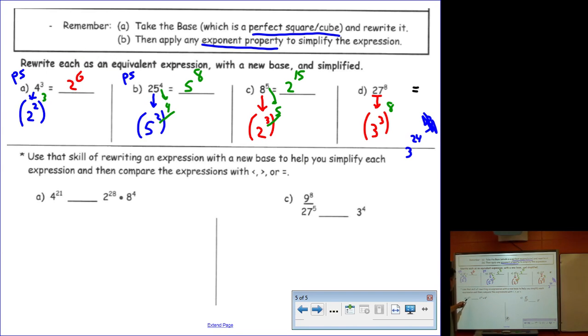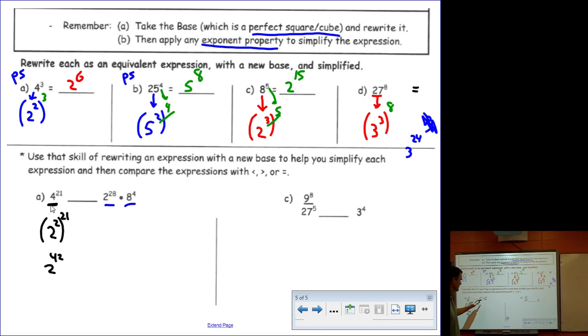Here we go. 4 is a perfect square here, right? 4 can be rewritten as 2 to the second power. But that 4 had a 21 on it, so the 2 to the second needs to have a 21 on it. Go ahead and apply your power to a power, and this is actually 2 to the 42nd power. Over here, I am multiplying these two things together.